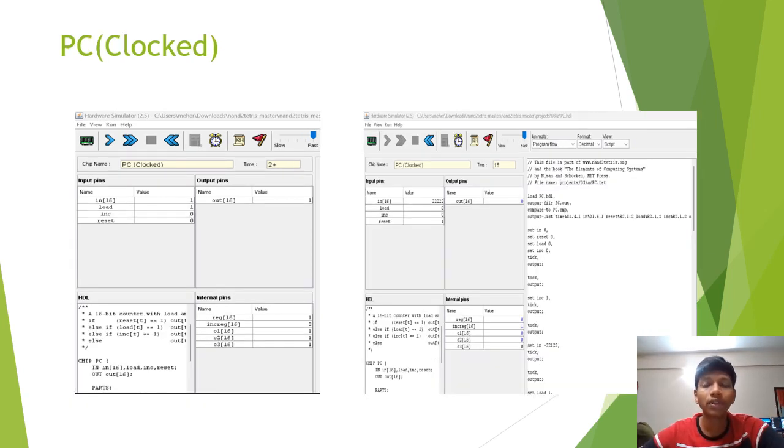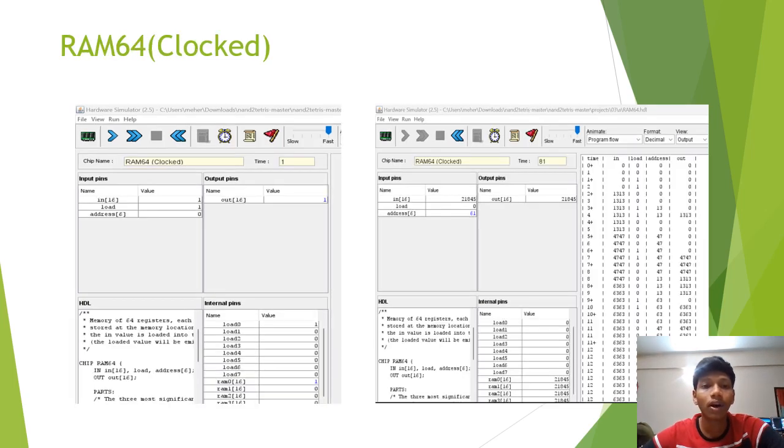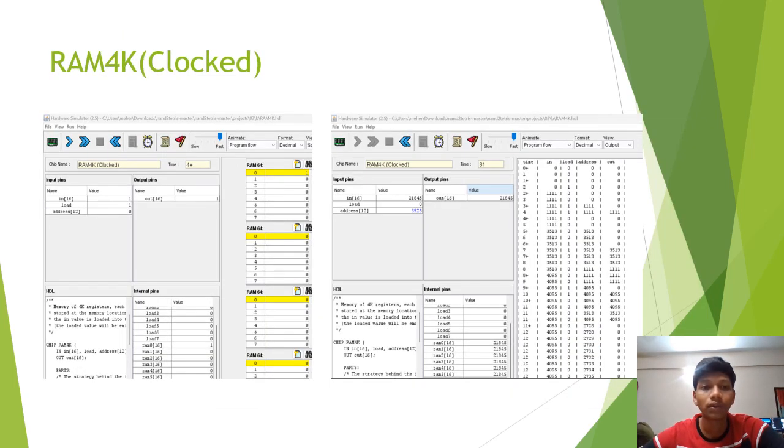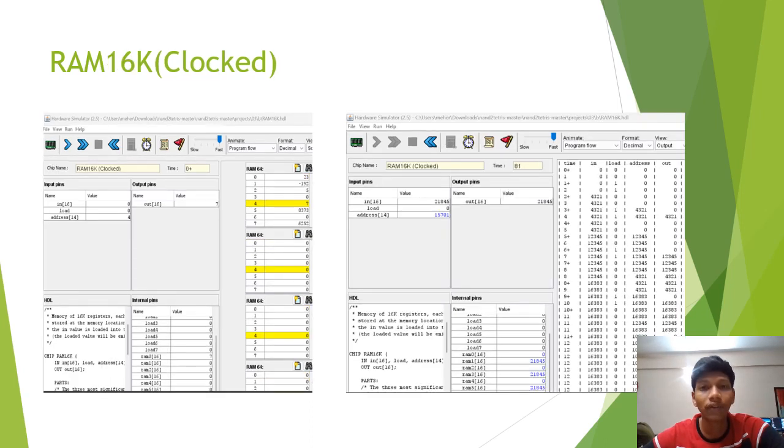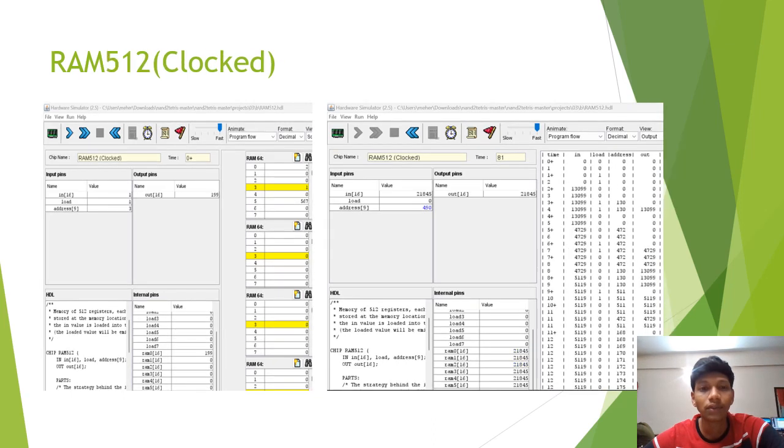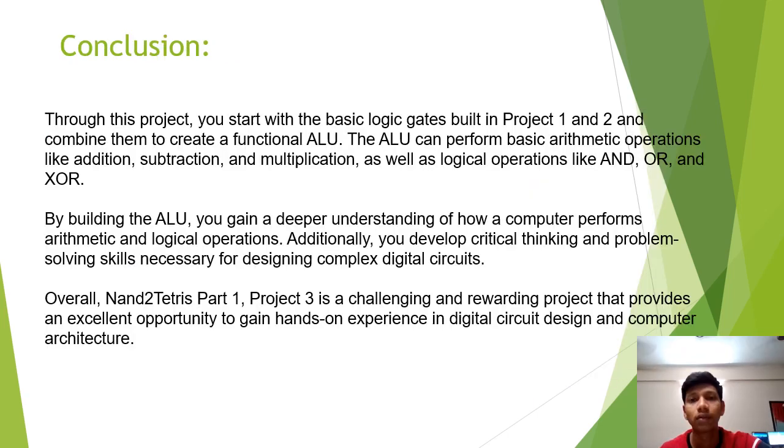and these are the outputs of the PC clocked. These are the outputs of the RAM 64, outputs of RAM 4K clocked, outputs of RAM 16K clocked, and outputs of RAM 512 clocked, which were discussed in the hardware simulation section. We saw all these simulations.